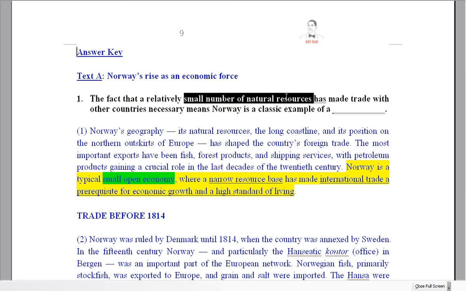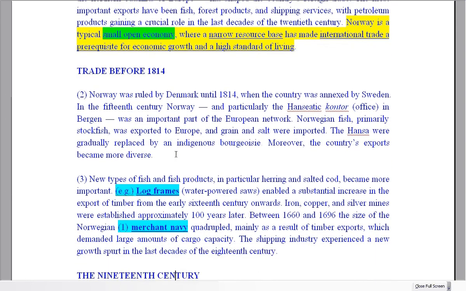narrow resource base, small number of natural resources. A prerequisite is something that is necessary for something to happen. So, necessary and prerequisite, we can see both in the question and in the text. Okay, so this is the answer for the first question. Classic example of something, it's a typical small open economy.